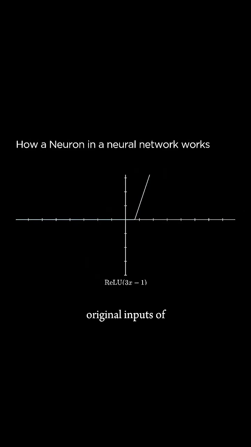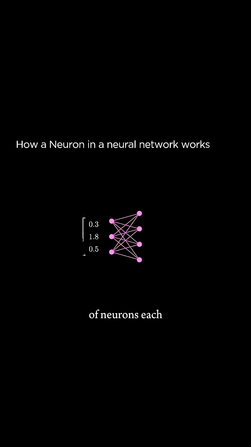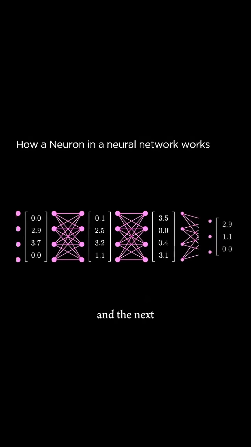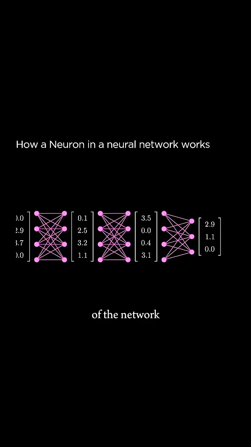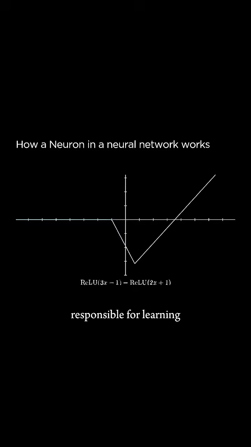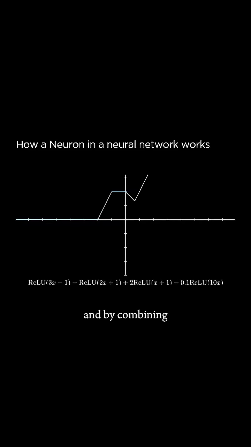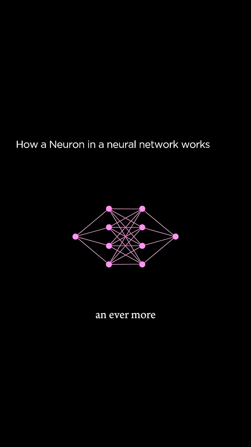We feed the original inputs of our network to a layer of neurons, each with their own learned weights and each with their own output value. We stack these outputs together into a vector and then feed the output vector as inputs to the next layer, and the next, until we get the final output of the network. Each neuron is responsible for learning its own little piece or feature of the overall function, and by combining many neurons we can build an ever more intricate function.